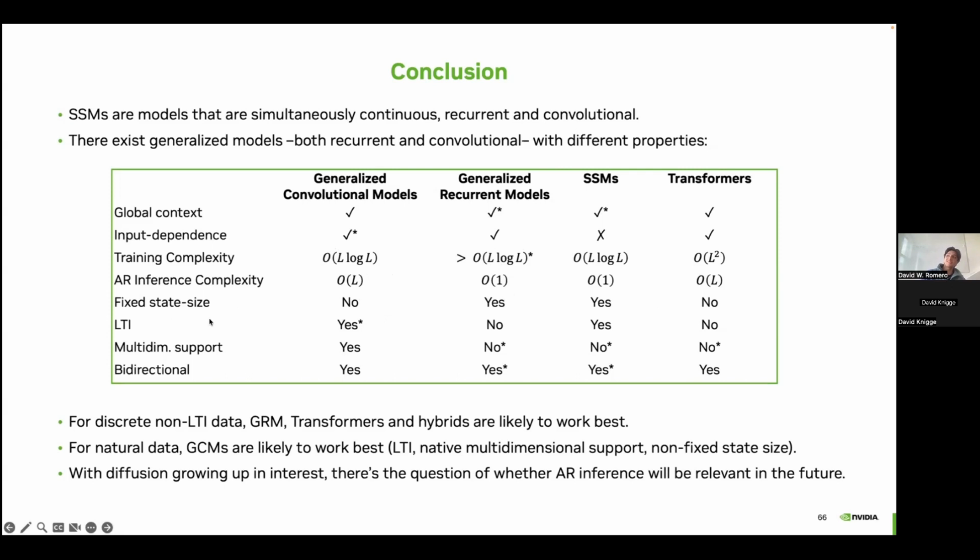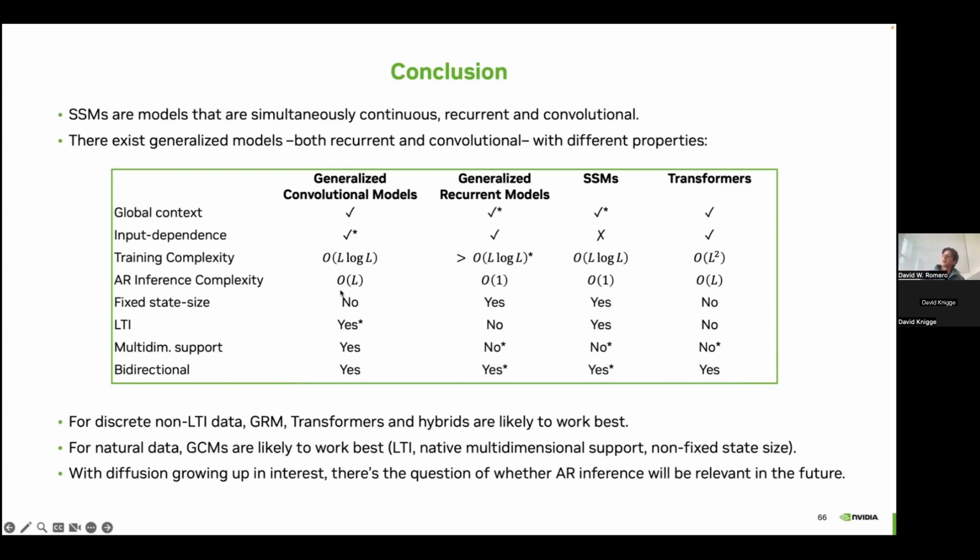In terms of having a fixed state size, SSMs and generalized recurrent models have a fixed state size due to their recurrent nature, but transformers and convolutional models do not. In terms of LTI, SSMs have the property. Generalized recurrent models and transformers do not have that property, right? You need fixes, like adding positional embeddings, etc., but they're inherently not LTI or translation equivariant.